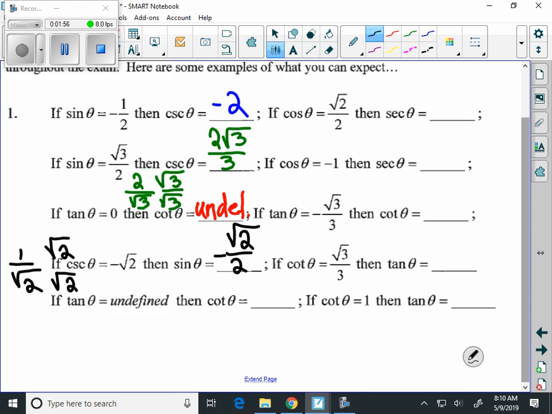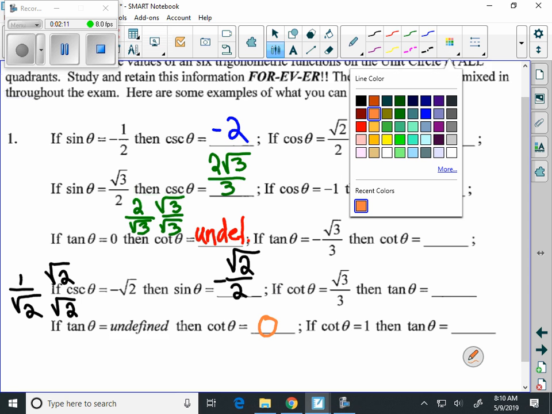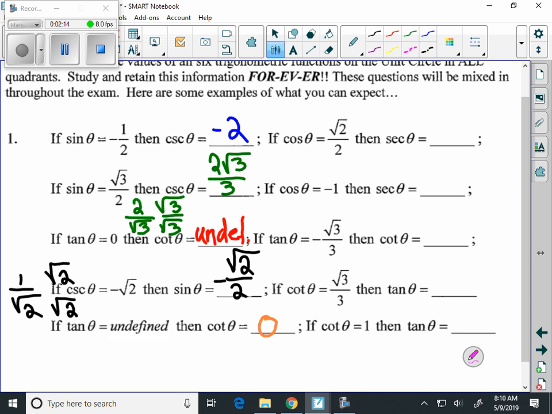If tangent is undefined, well, then our cotangent is going to be 0. We go over here to the right-hand column. The nice thing is that we kind of have the work done for us already on at least a couple of these. It says if cosine of theta equals the square root of 2 over 2, then secant. Secant being the reciprocal of cosine, so this is going to be 2 over the square root of 2. And again, what happens is we multiply by the square root of 2 over 2 when we rationalize. We end up with 2 square root of 2 over 2, and the 2's cancel out. So we get the square root of 2.